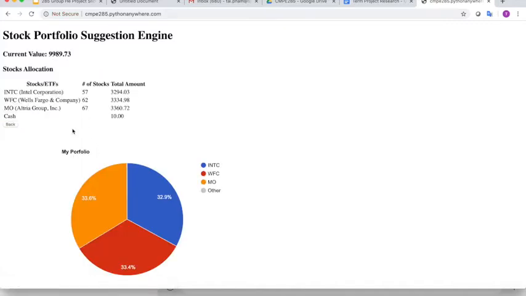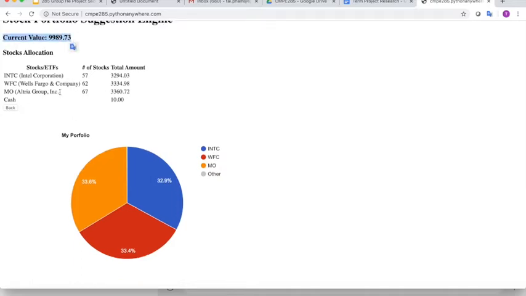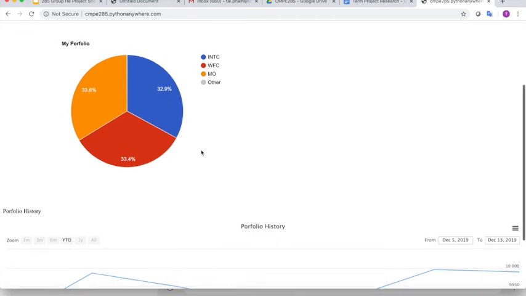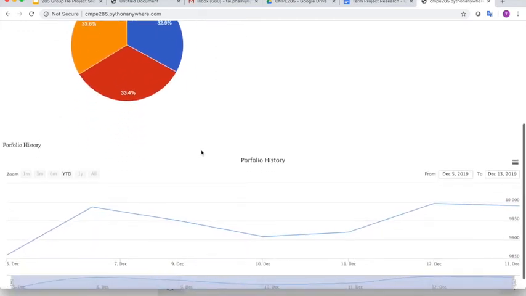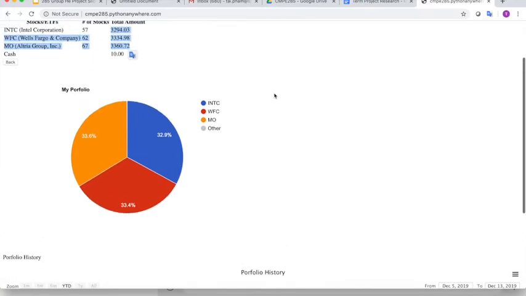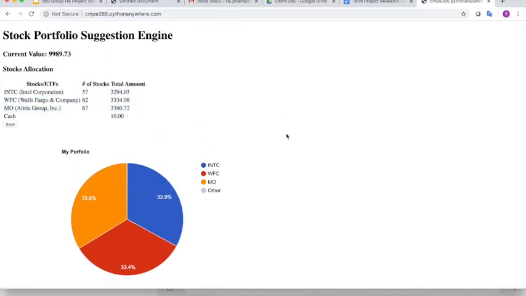Same as before, the result will be our current value. The stocks in the portfolio, which are Intel, Wells Fargo, and Andrea, the number of shares for each of the stocks, and the current value of each of the stocks in the portfolio. And when we go down, we see the portfolio history. The stock is distributed evenly. Each of them is roughly equal to 33%. So this is the end of the 5th test case.